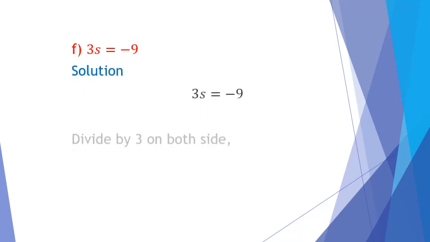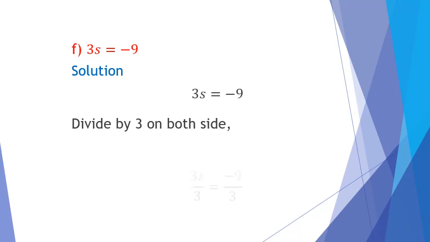Next, F, 3s equal to minus 9. To separate s, you have to divide by 3 on both sides. So we have 3s upon 3 equal to minus 9 upon 3. After cancelling 3 on both sides, we get s equal to minus 3. Hence, s equal to minus 3 is the solution.